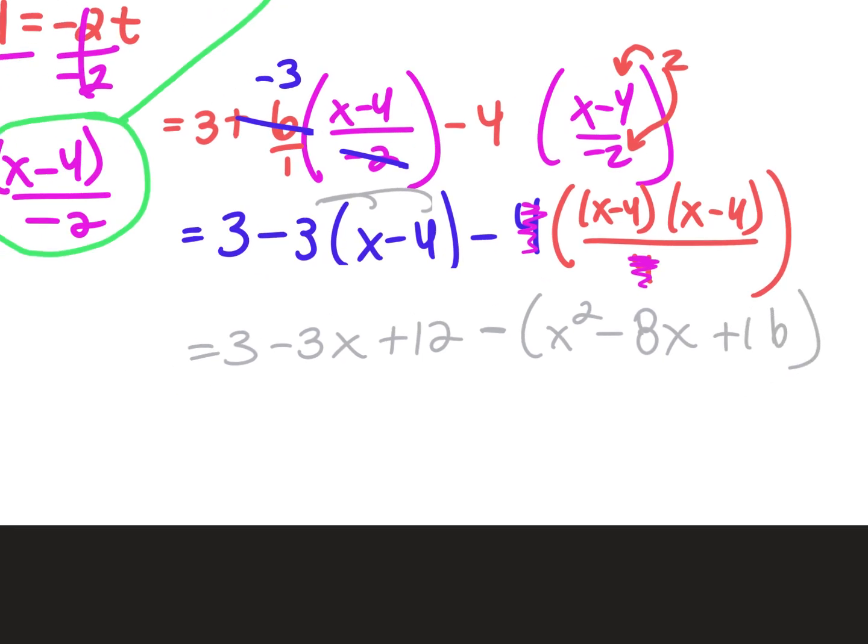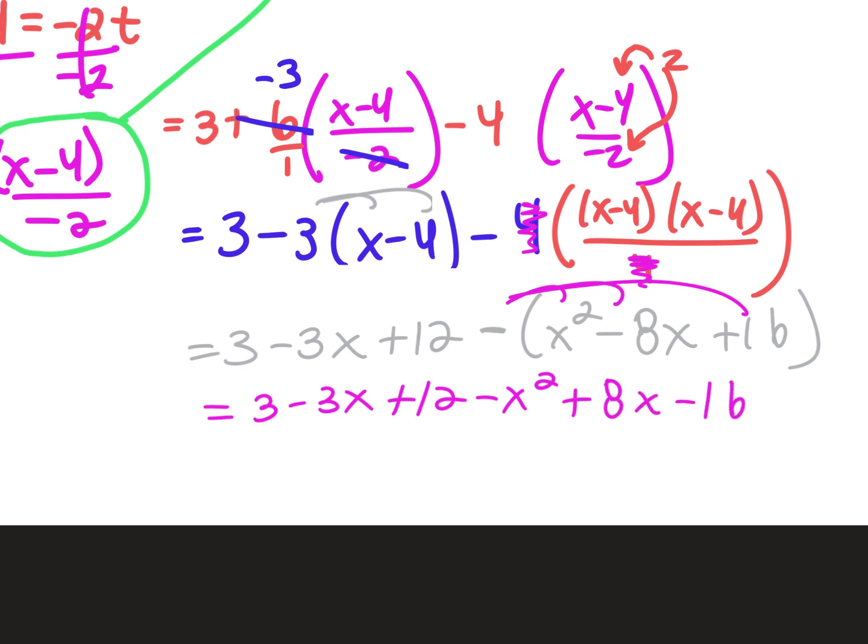Perfect. And then I have one more thing to do before I can fully simplify. I have to distribute that negative. So I have 3 minus 3x plus 12 minus x squared plus 8x minus 16.